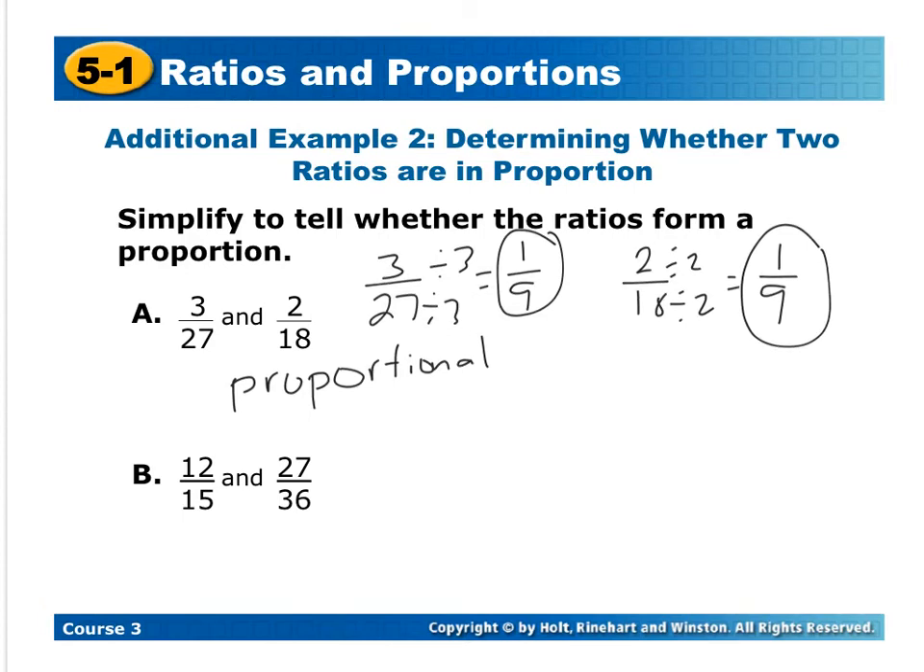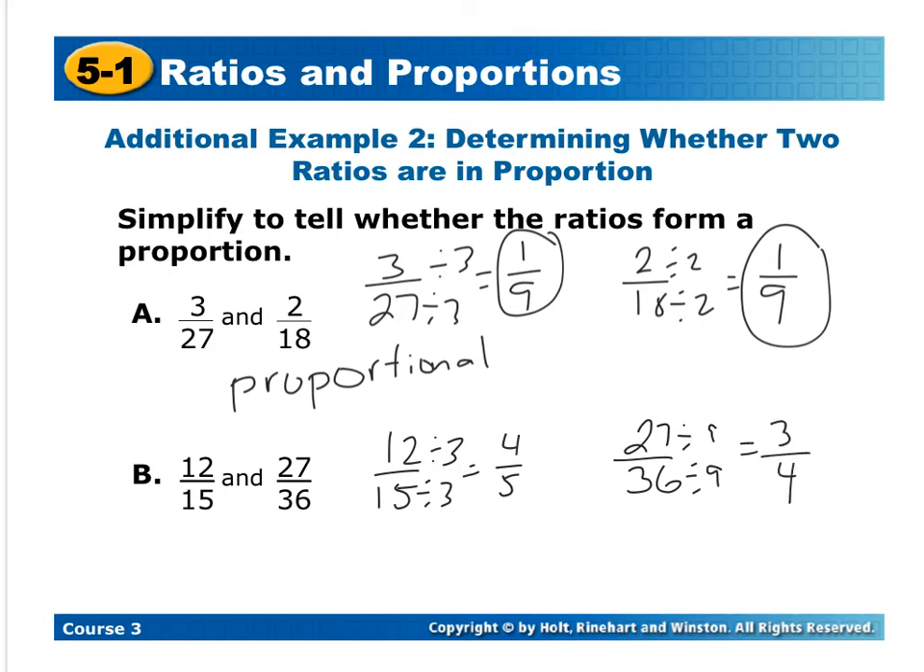So let's try another one. So here we have 12/15 and 27 over 36. So 12 and 15 are both divisible by 3, which gives us 4/5. 27 and 36 are also both divisible by 3, but also 9. So I'm going to divide each by 9. And this is going to give us 3/4. Since 4/5 is not equal to 3/4, these are not proportional.